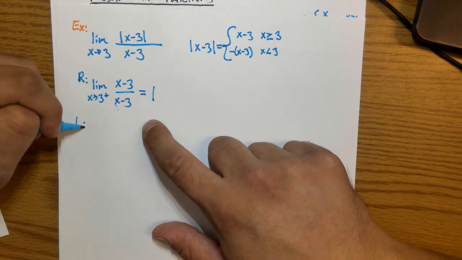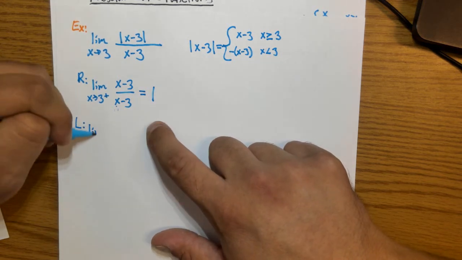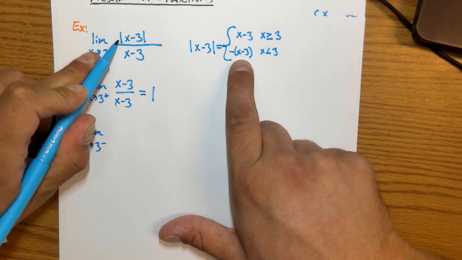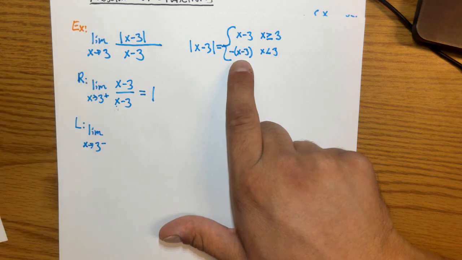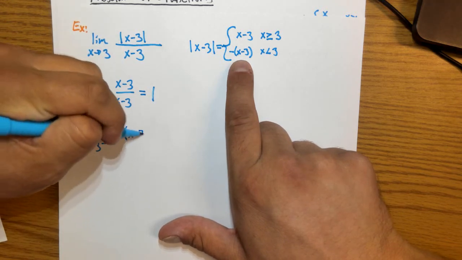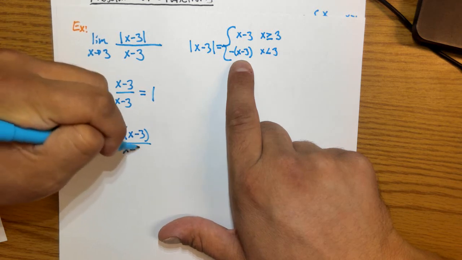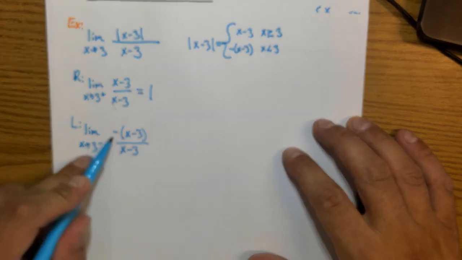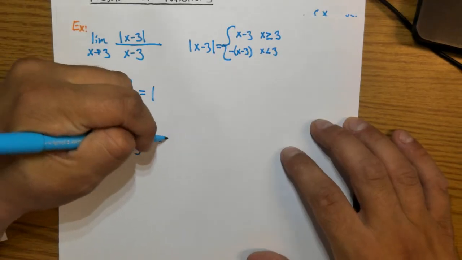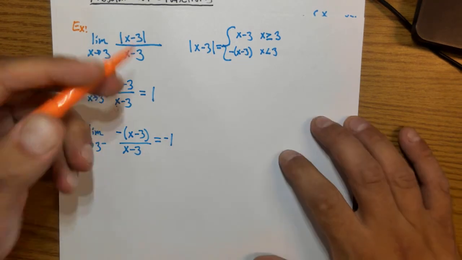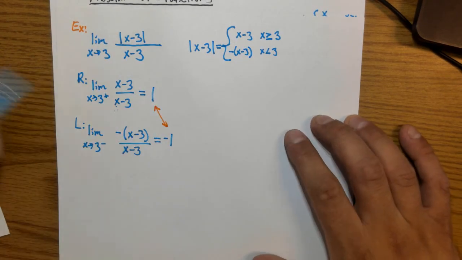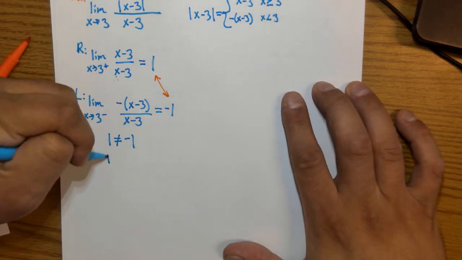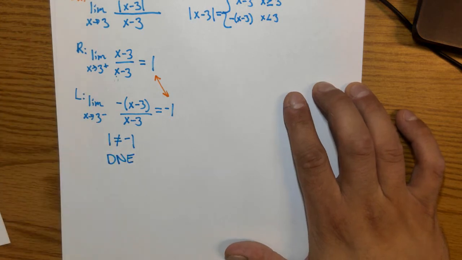Now let's talk about the left. So the limit as x approaches 3 from the left, we're going to use this function now in place of the absolute value of x minus 3. So we have negative (x minus 3) divided by (x minus 3). Well, look what happens here. Anything divided by itself is 1. We have this negative right here, so the answer here is negative 1. Well, you might notice left-hand side and right-hand side don't agree. 1 does not equal negative 1, so the limit does not exist, or we can just say DNE. Limit does not exist. Okay?